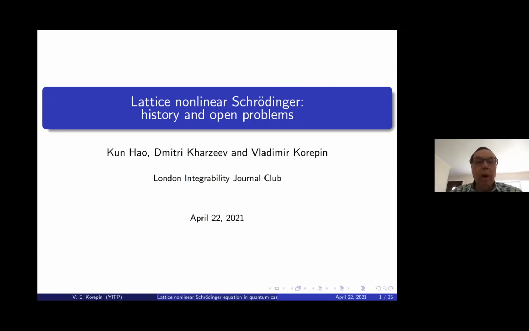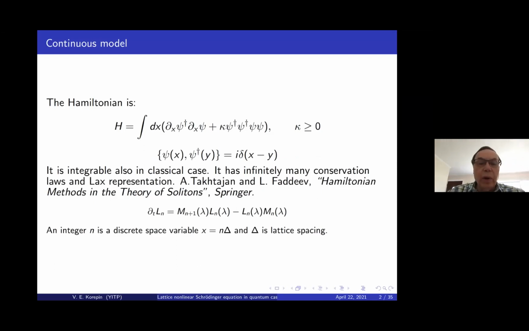So nonlinear Schroedinger is a one-dimensional non-relativistic model. X is one dimension, and I integrate here. In the classical case, psi is a complex function and dagger means complex conjugation. In the quantum case, Poisson brackets will be replaced by commutator, and this is the kinetic energy, non-relativistic, so energy will be the square of momentum plus kappa. Kappa is the coupling constant, positive in this case. In the quantum case, this is a point-like interaction. But even in the classical case, the model is completely integrable. It has a Lax representation and infinitely many conservation laws. There is a book by Faddeev and Takhtajan where everything is explained.